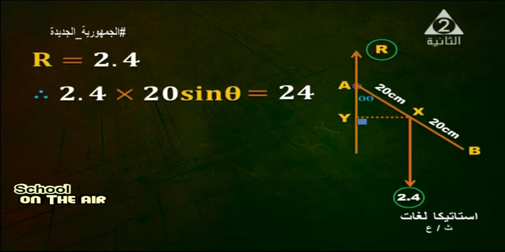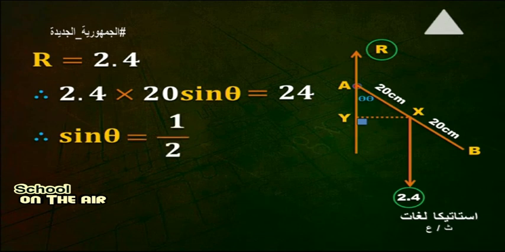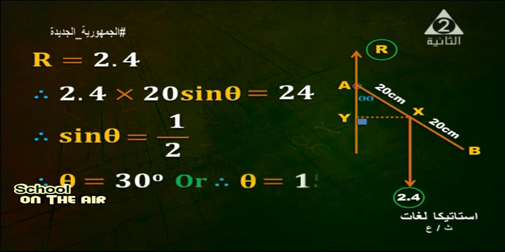Look at, my dear student, in the opposite figure, R equals 2.4. The force up equals the force down. Sine theta in the opposite figure equals 1/2. Therefore, theta equals 30 degrees, or 150. Maybe theta is in the first quadrant or the second quadrant.